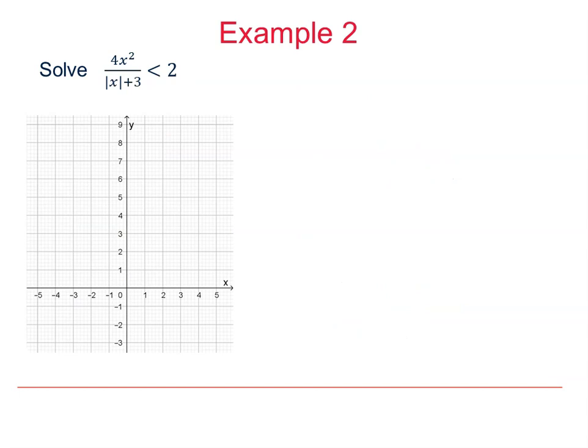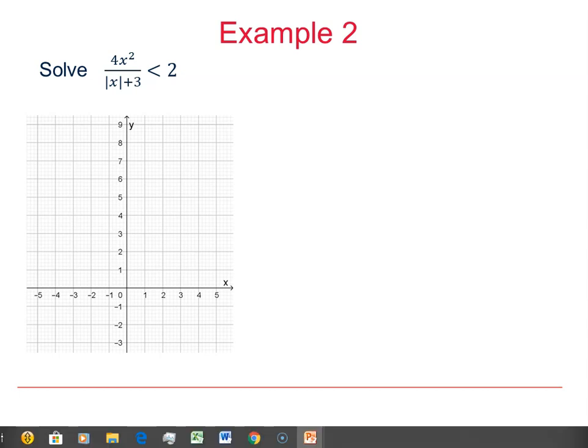Here's another example. This time we've got 4x squared over mod x plus 3 is less than 2. The first thing we need to do is to multiply by the denominator of the left hand side and divide by 2. So we get 2x squared is less than mod x plus 3, and then that gives mod x is greater than 2x squared minus 3.